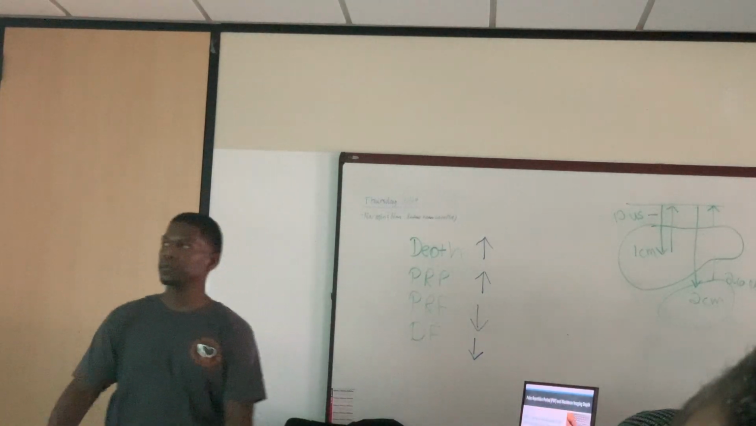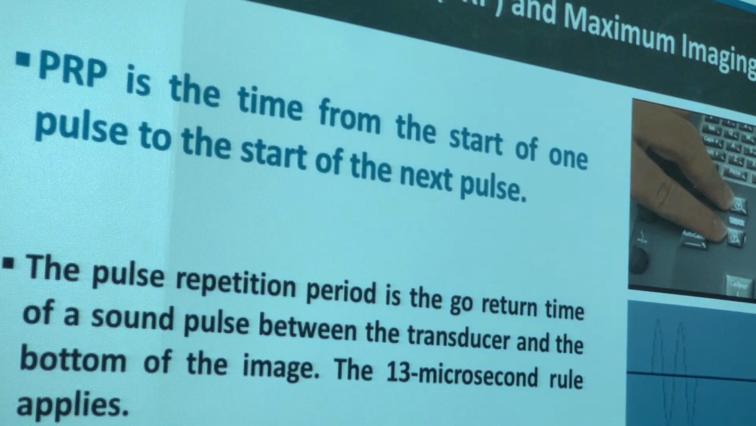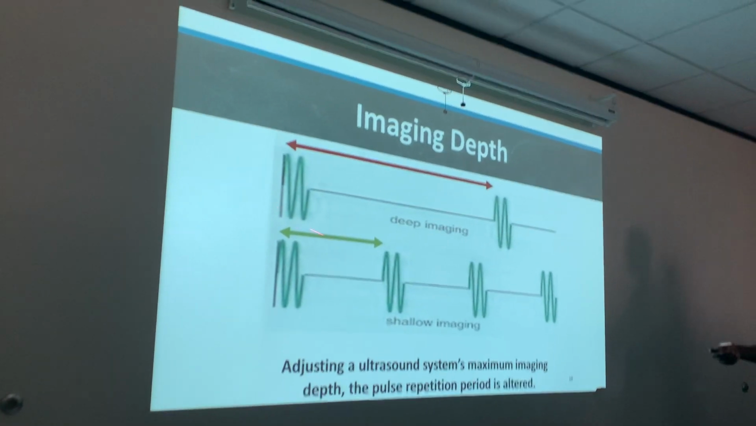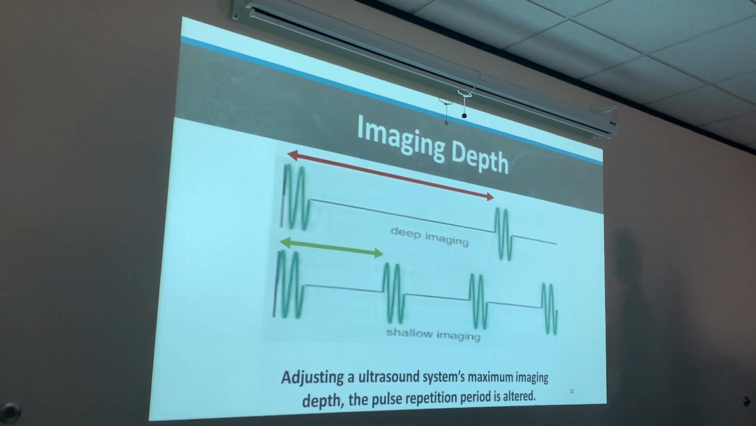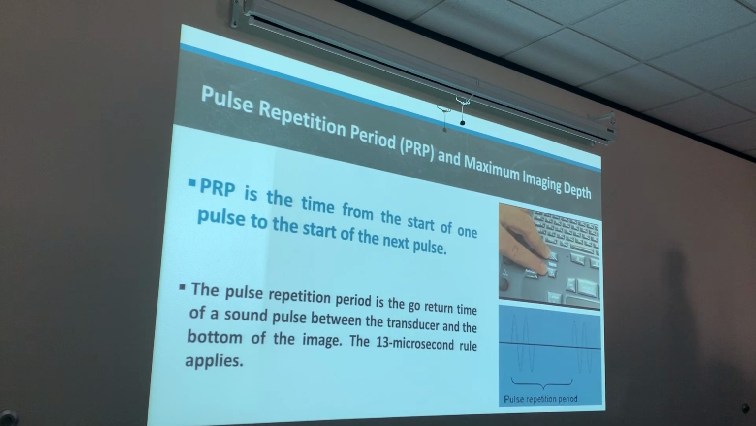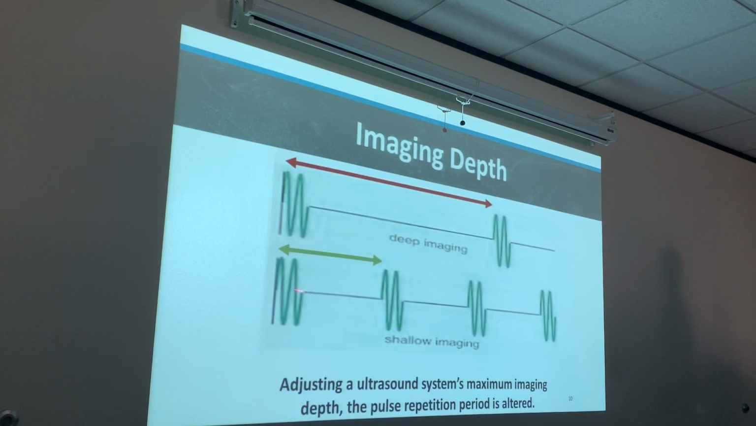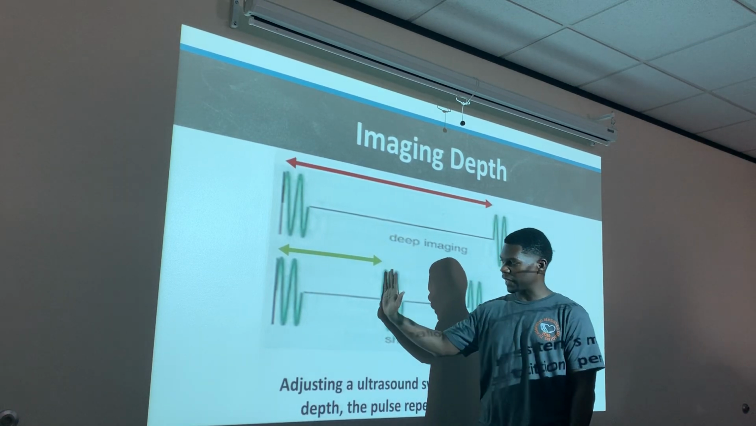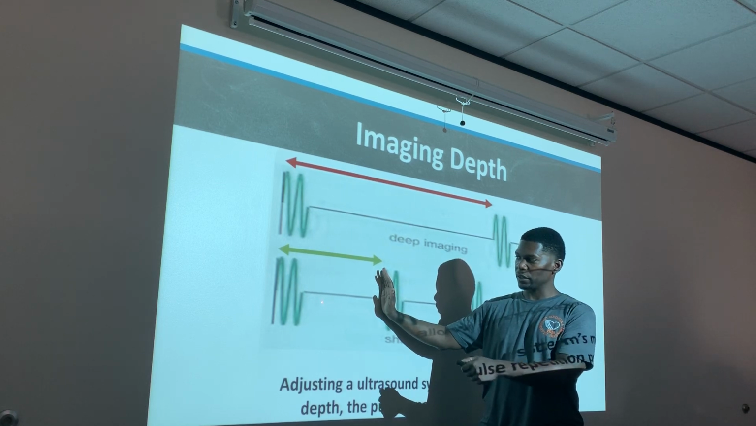Okay. All right. So PRP again is the start of one pulse to the start of the next pulse. PRP, the red right here on the deep imaging, and the green right here on the shallow imaging. The start of one pulse to the start of the next pulse. Okay. Real quick, guys. What's this right here? Pulse duration, right? What's this right here? If this was 1 second right here, and it ended right there, what is my frequency right here?